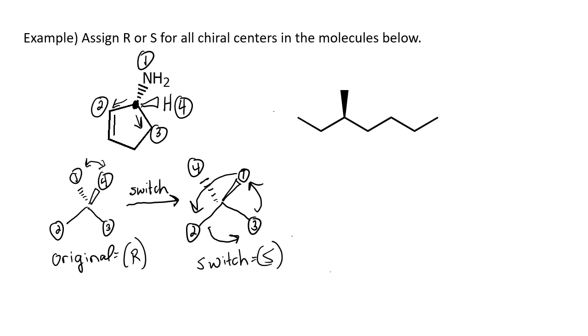For the next one, I think you can see the chiral center here. I've got a methyl, an ethyl, a butyl, and a hydrogen. So that hydrogen is going to be number 4. The butyl is going to be number 1. The ethyl will be 2, and the methyl will be 3. So if I make my template, this one's easy because number 4 is already in the back.